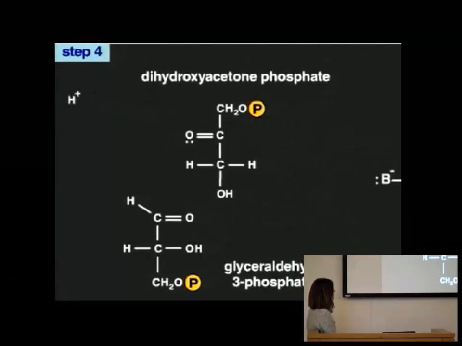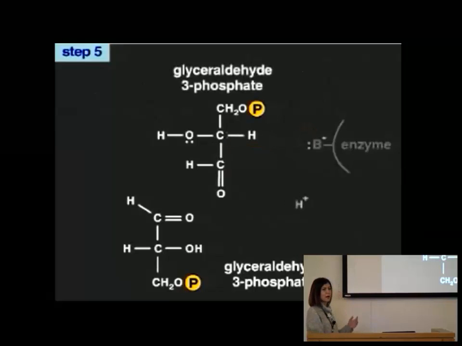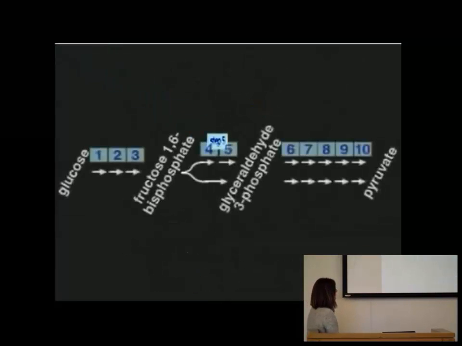In step 5 of glycolysis, the enzyme triose phosphate isomerase catalyzes the isomerization of dihydroxyacetone phosphate into glyceraldehyde 3-phosphate. Because we don't want to throw that other one away. The catalytic mechanism of this enzyme is very similar to that of phosphoglucose isomerase back in step 2. The result is 2 molecules of glyceraldehyde 3-phosphate. Now we're ready to go into stage 2. All of the subsequent steps of glycolysis will occur twice, once for each molecule of glyceraldehyde 3-phosphate.